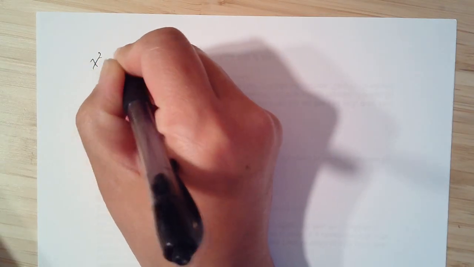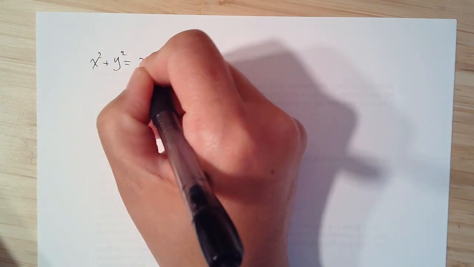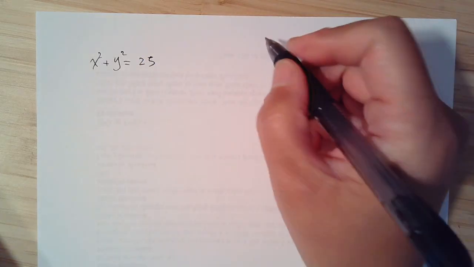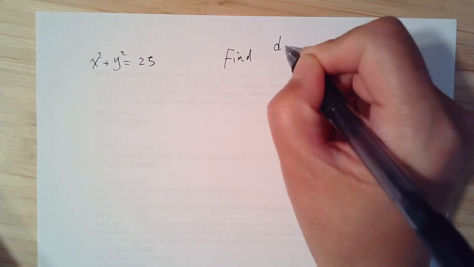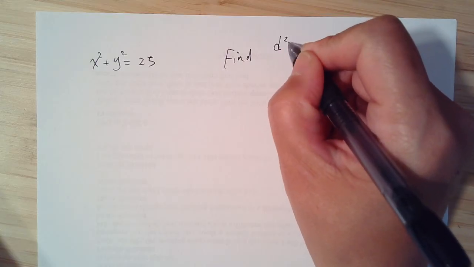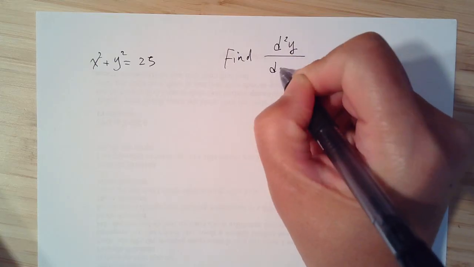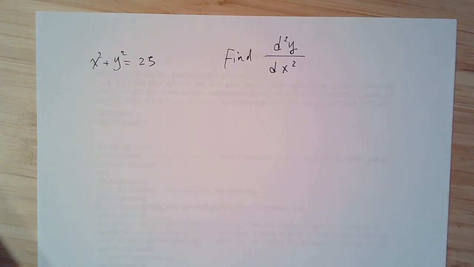Okay, the first one looks like this: x squared plus y squared equals 25. You remember that, right? So I will ask you to find d squared y over dx squared. So that's the second derivative.